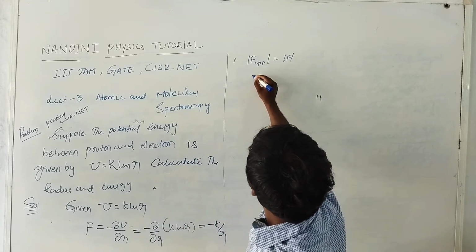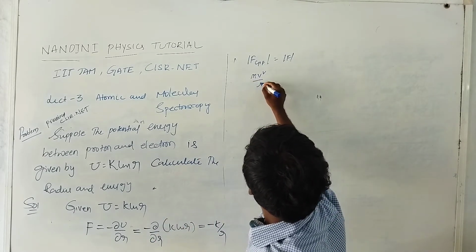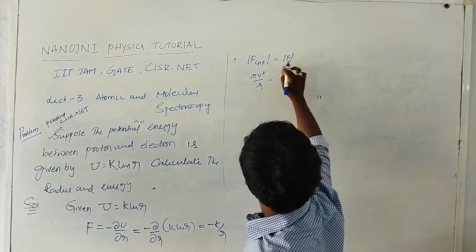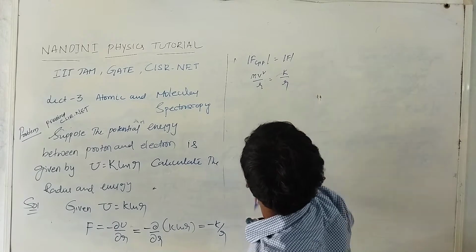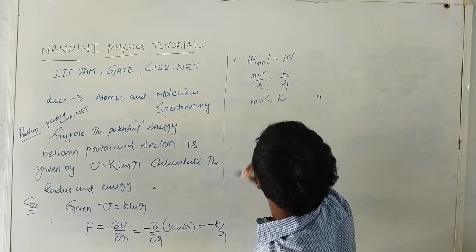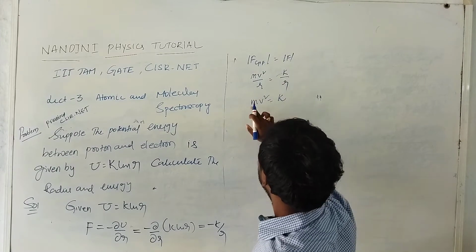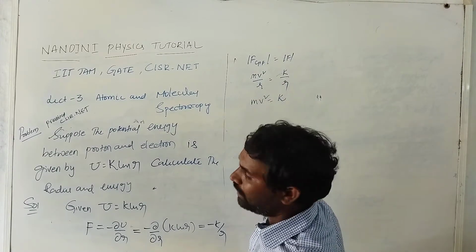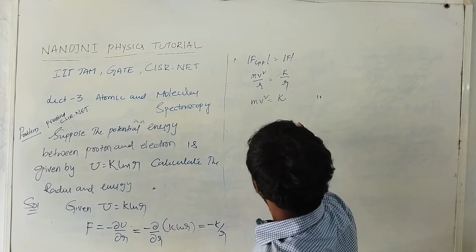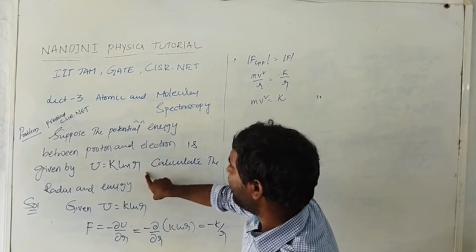What is the centripetal force? mv square by R is equal to the force, which is minus K by R, we will consider the modulus, K by R. Therefore mv square is equal to K only. So this is your formula. Now using this concept, I substitute this into radius and energy.